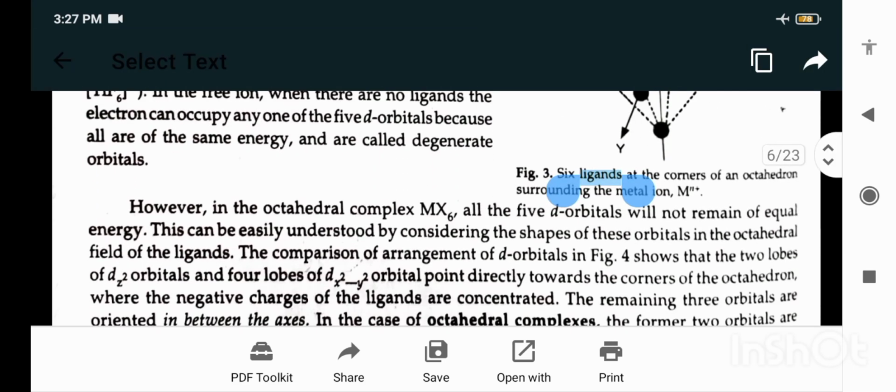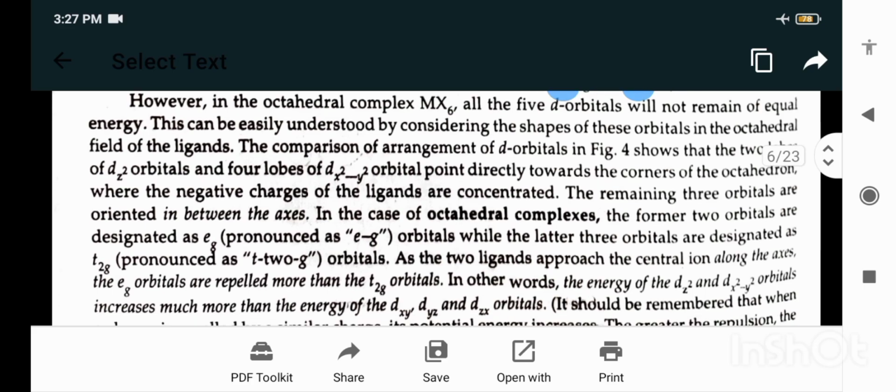However, in the octahedral complexes MX6, all the five d orbitals will not remain of equal energy. This can be easily understood by considering the shapes of these orbitals in the octahedral field of the ligands. The comparison of the arrangement of the d orbitals shows that the two lobes of the dz square orbital and four lobes of the dx square minus y square orbital point directly towards the corners of the octahedron, where the negative charge of the ligands is concentrated. The remaining three orbitals are oriented in between the axes.